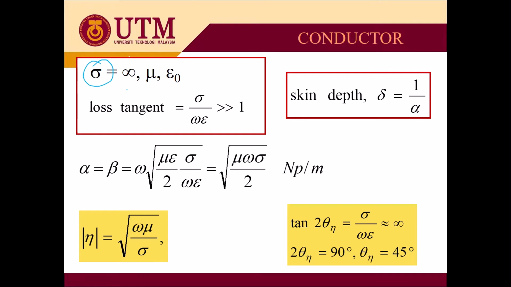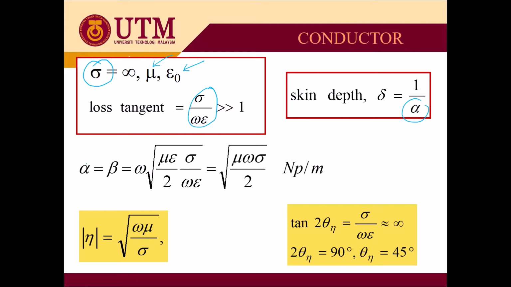So here we can set sigma to be infinity, and we have a certain value of mu, and epsilon equal to epsilon naught. The loss tangent, sigma divided by omega epsilon, will be much greater than 1. The skin depth equals 1 over alpha. The skin depth represents how deep the EM wave can penetrate the structure, or the conductor.